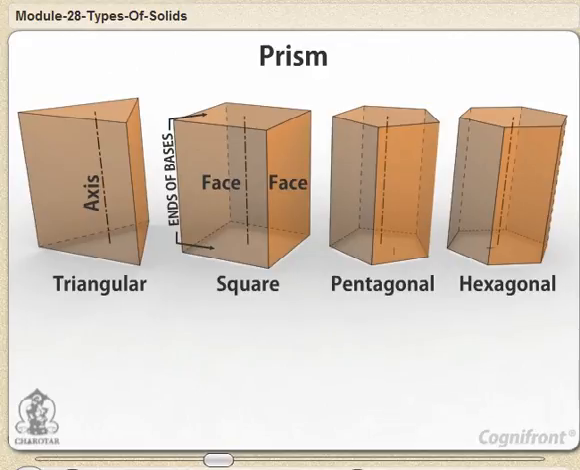A right regular prism has its axis perpendicular to the bases. All its faces are equal rectangles. 7. Pyramid.